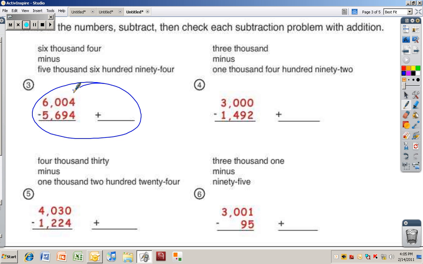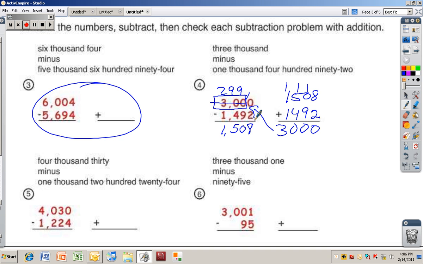So here's number 4. Let's see what you should have gotten for the answer there. 0 minus 2, you can't do it. I'm regrouping from the 300. Again, you can go watch the video to see how that's done. If you didn't do it this way, that's fine, as long as you got the same answer. Should have gotten an 8 here, 0 here, 5 there, 1. So 1,508, that belongs over here. Added together is 3,000, same as that.